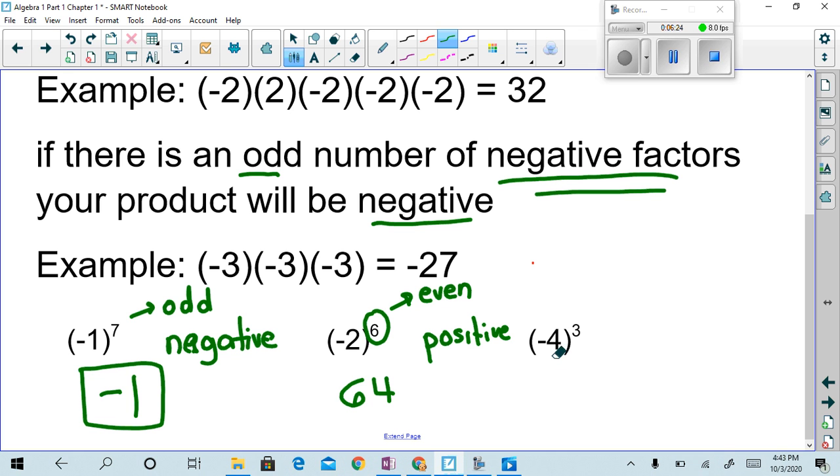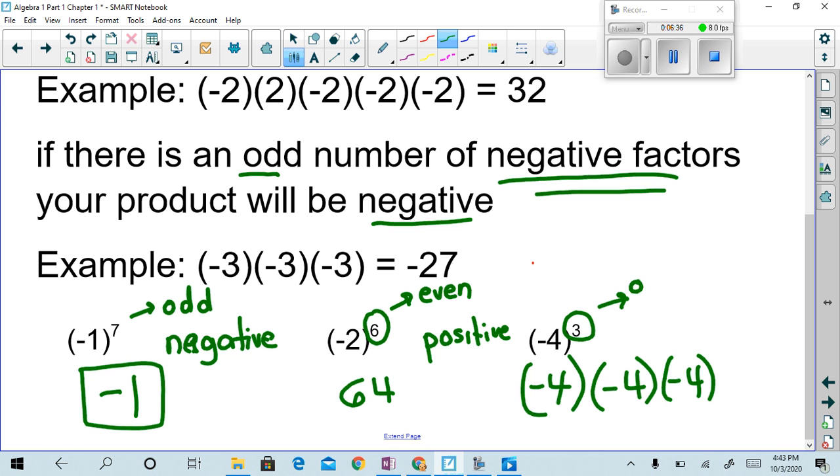In my last one, I have a negative factor raised to the power 3, which means 3 times. 3 is an odd number, so that should tell you that your product is going to be negative. If it's odd, I'm going to get a negative, and that's going to give me a negative 64.